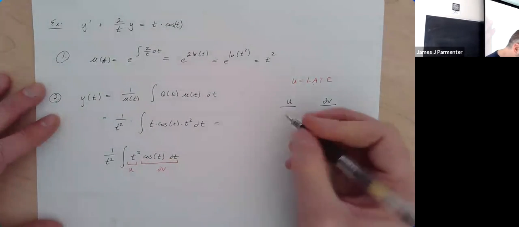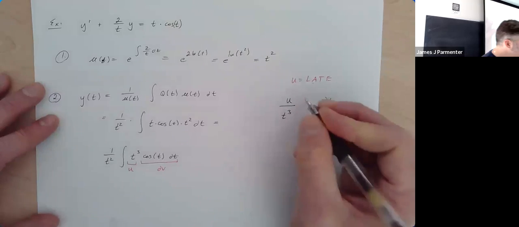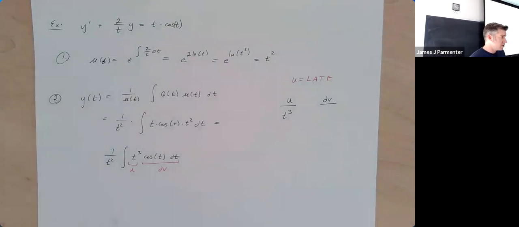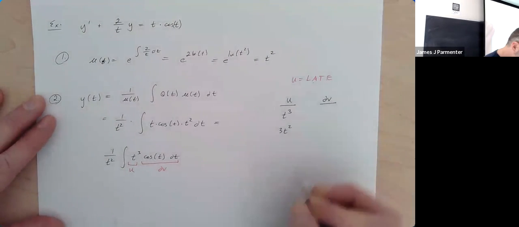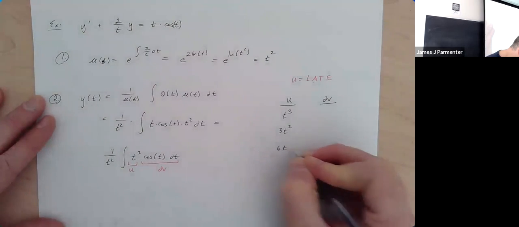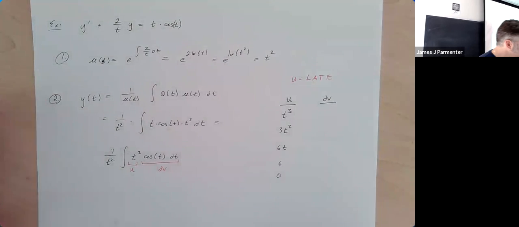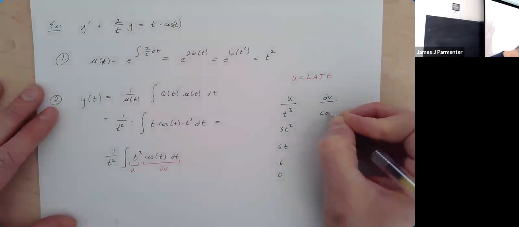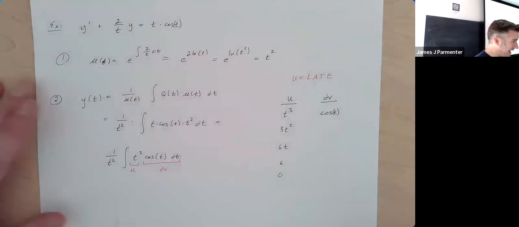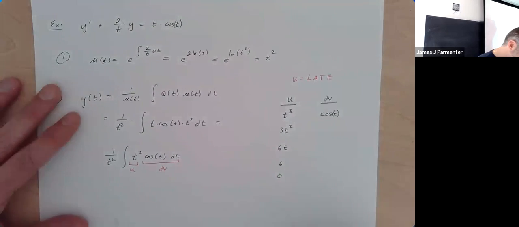So we write our u column, and then in the u column, we take derivatives, because when you do this u dv integration by parts thing, you're always finding u and then du, which is the derivative of u, and you're finding dv, and then v, which is the antiderivative of v. So for the u's, you take all the derivatives until you get to 0. So 3t squared, and then 6t, and then 6, and then 0. And for dv, you start with your choice for dv, which was cosine of t, and you take all the antiderivatives.